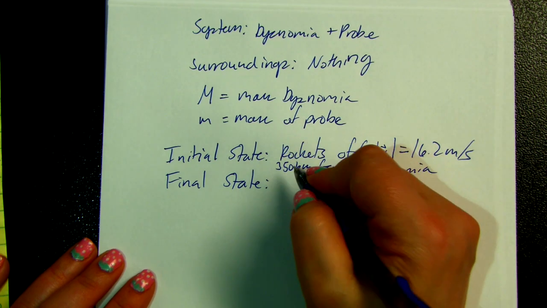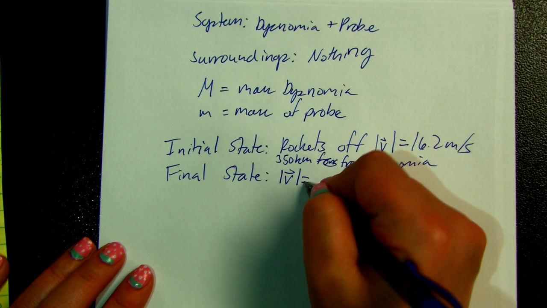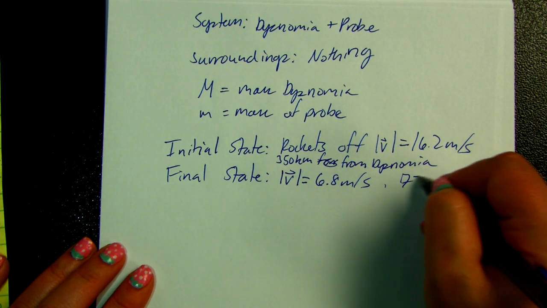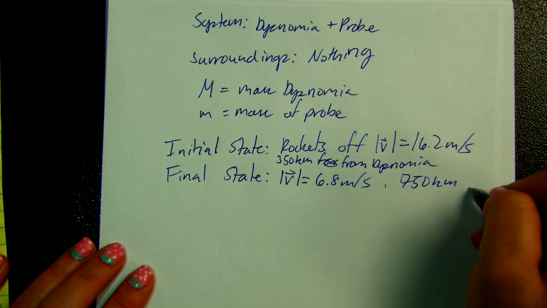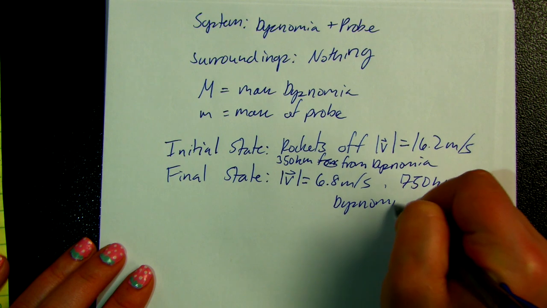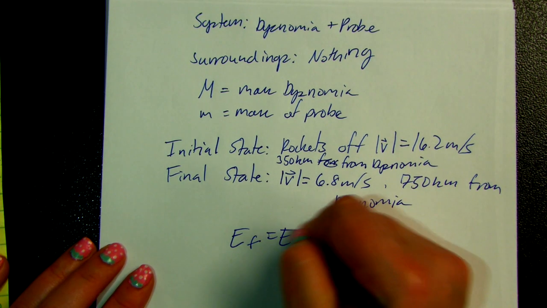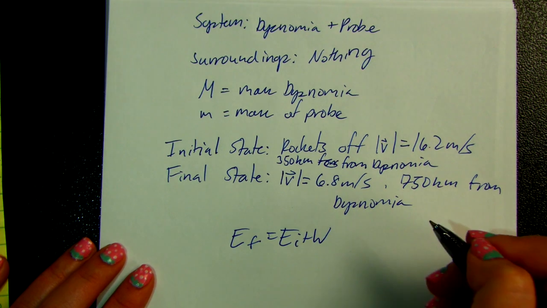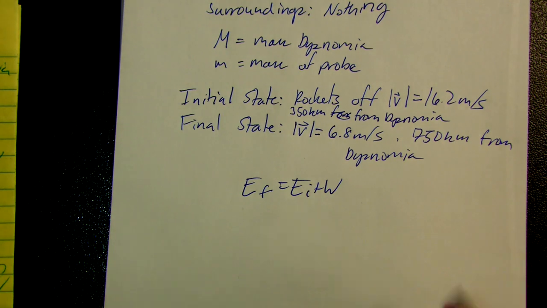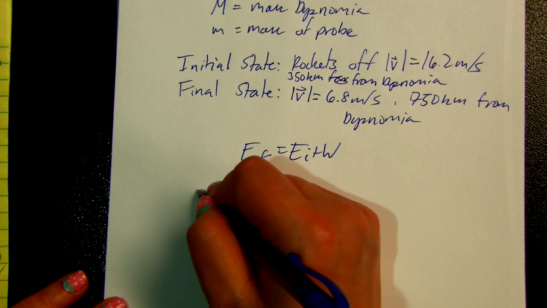The final state is going to be a speed of 6.8 meters per second and 750 kilometers from Dysnomia. So the energy final is equal to the energy initial plus any work done. We want an energy principle that makes sense, and this is the one that makes the most sense for this particular setup. So let's flesh it out and find some cancellations.